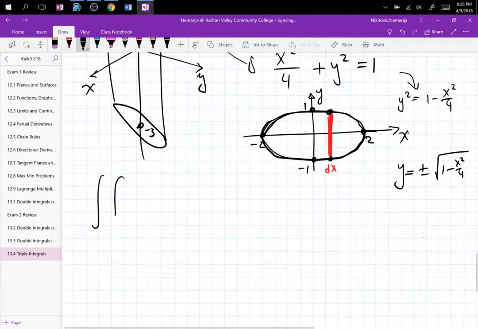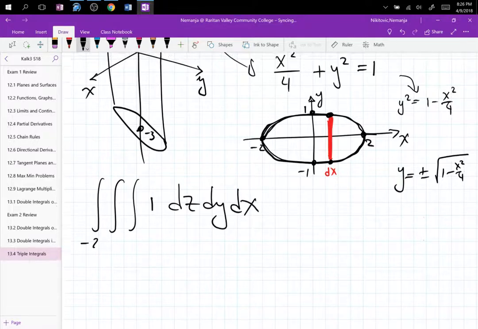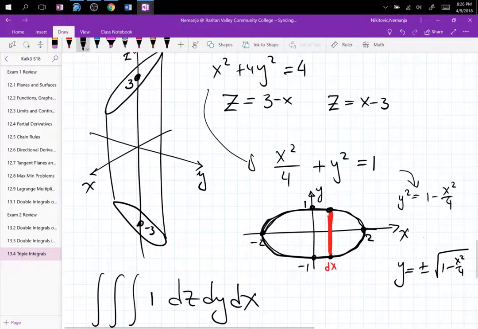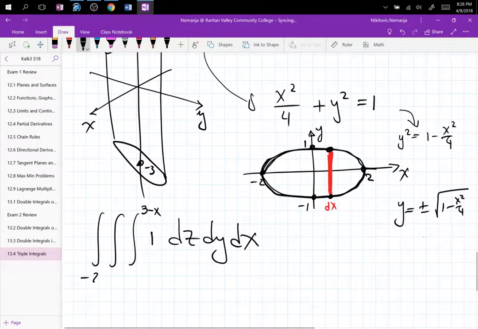We have the triple integral, let's put all the stuff, 1 dz dy dx. We put the z in because that's the easy part with this top and bottom. So I have z to be 3 minus x on top, that has a positive 3, and x minus 3 on the bottom, that has a negative 3. So those are my z's. My x's are next, and that's negative 2 to 2. And again, do not use the symmetry rule because you might miss it.